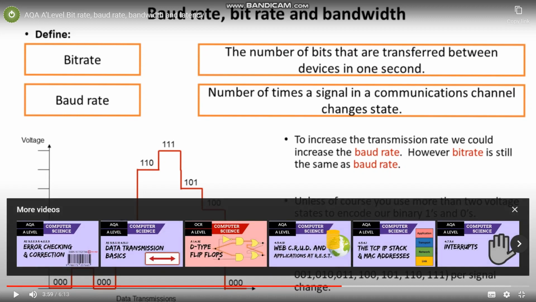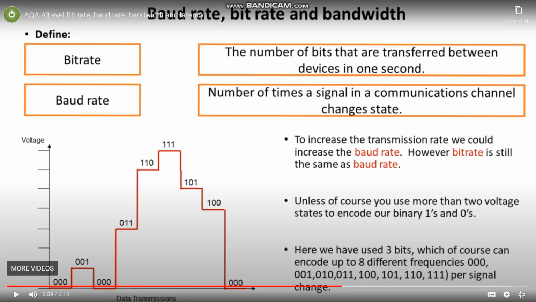So if we look on this one, what we can see here is that each time the signal changes, because we have more voltages available, more bits can be represented. So instead of just having two voltages available, which means one bit can be represented, what we're saying here is while the signal change duration hasn't changed, because we've got more than one voltage available, each level can represent 3 bits.